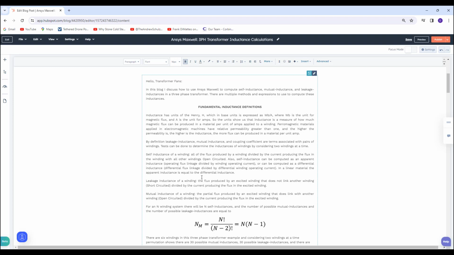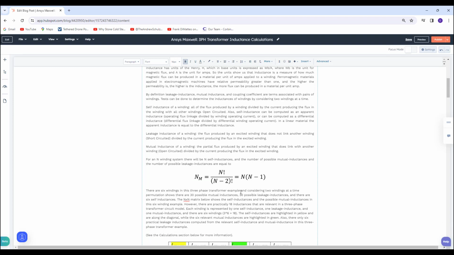And there is also leakage inductance, representing how much flux has strayed, how much flux is not linking another winding, divided by the operating current in the winding producing the flux. And mutual inductance is the total flux produced by one winding that links with another winding divided by the current in the winding producing the flux.